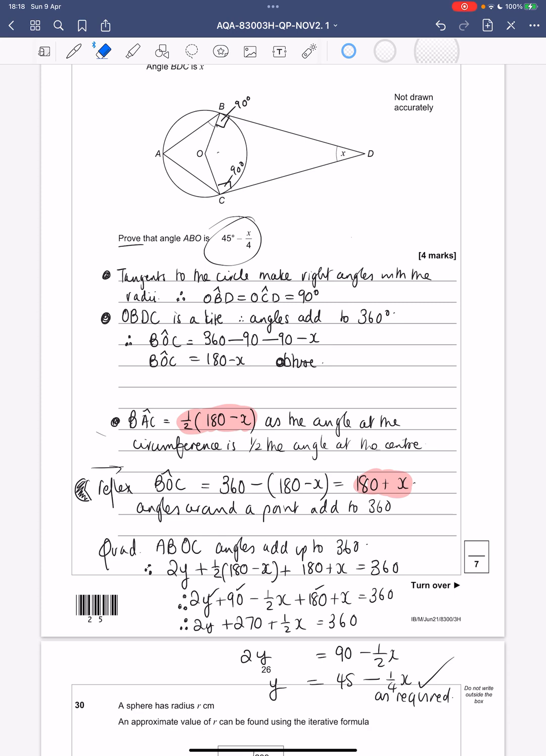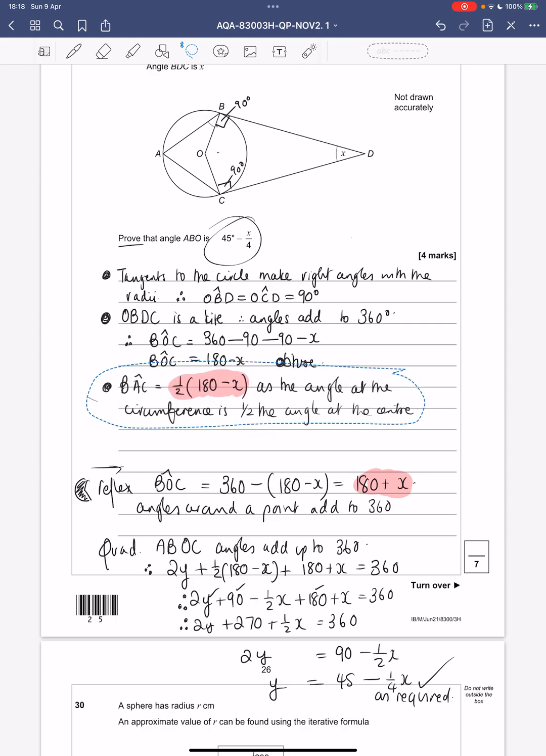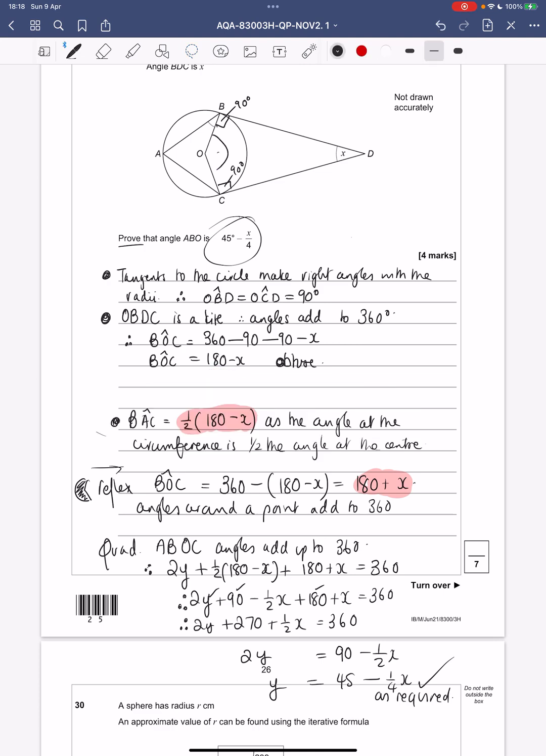So let's move this one up now. Right, next one. So we've got that one there. That one there is 180 minus x. Now BAC. Oops, that should have come up with a highlighter here. BAC.